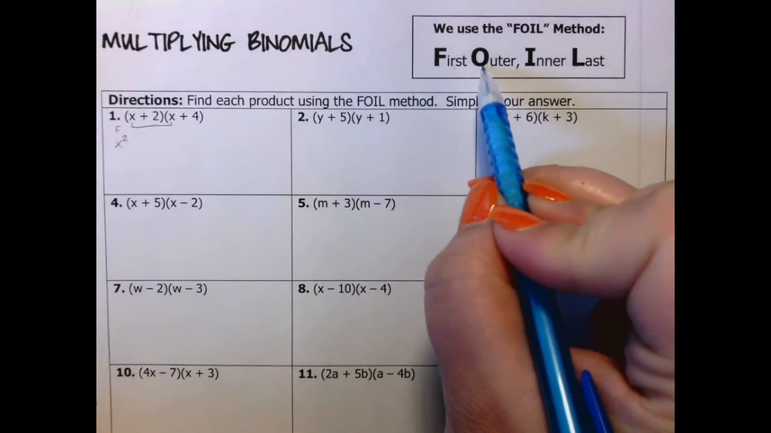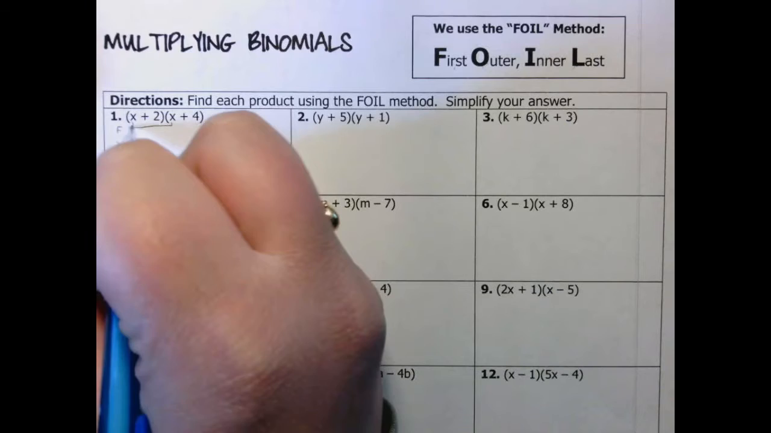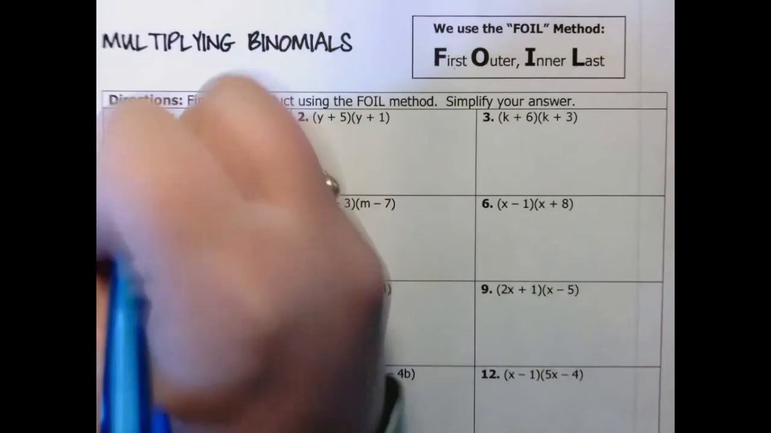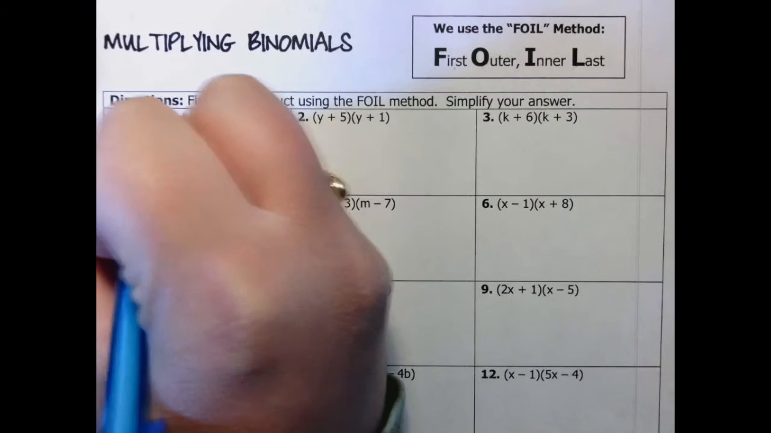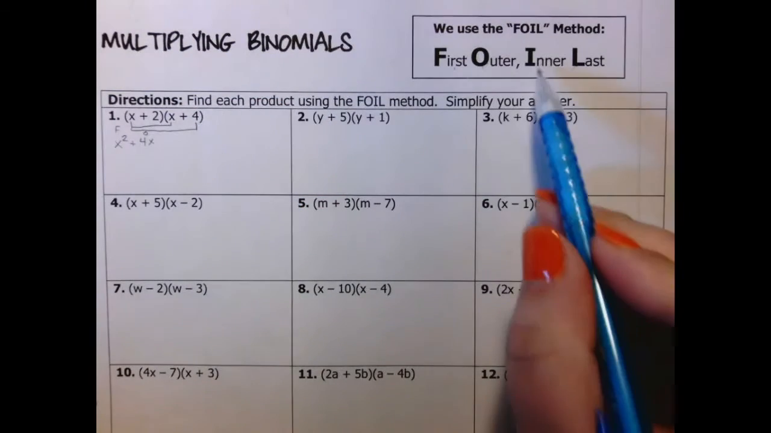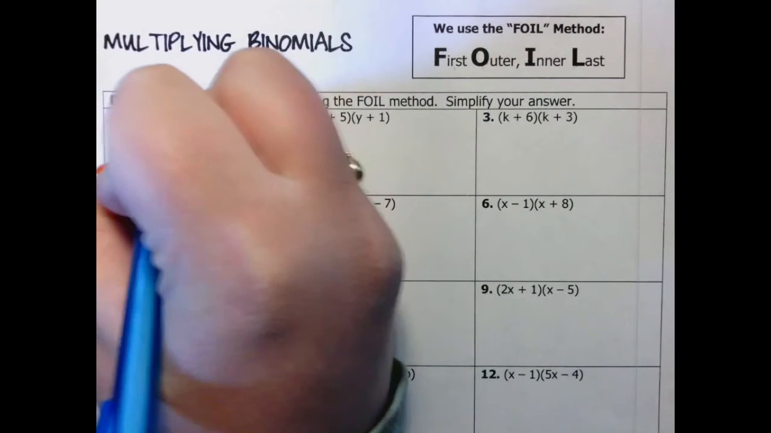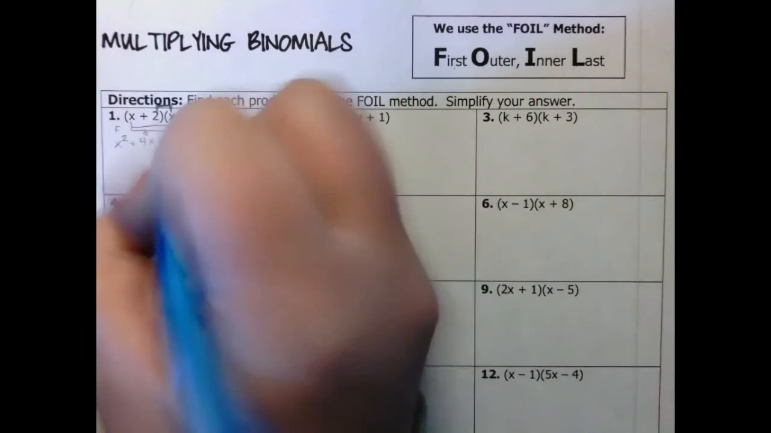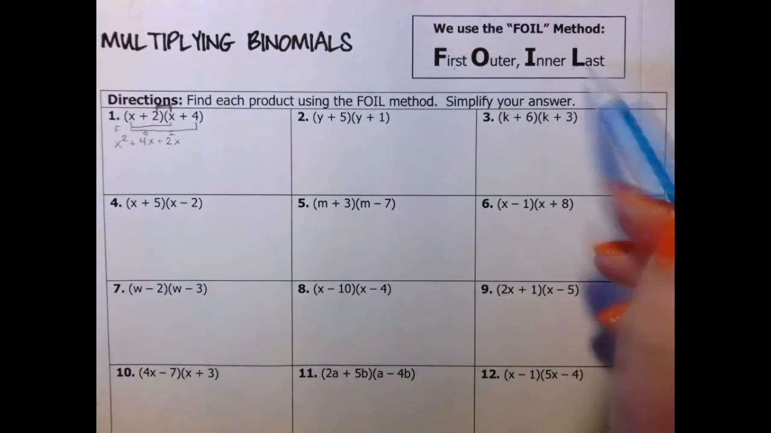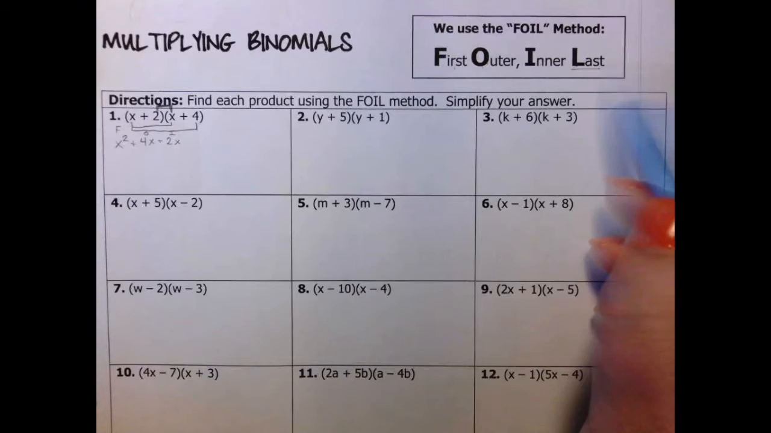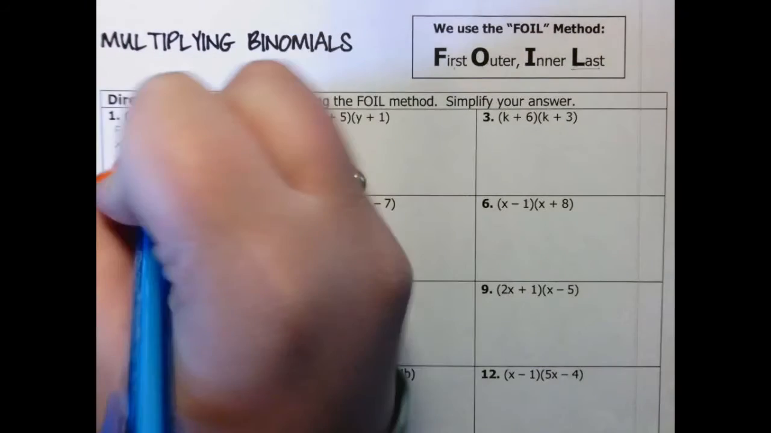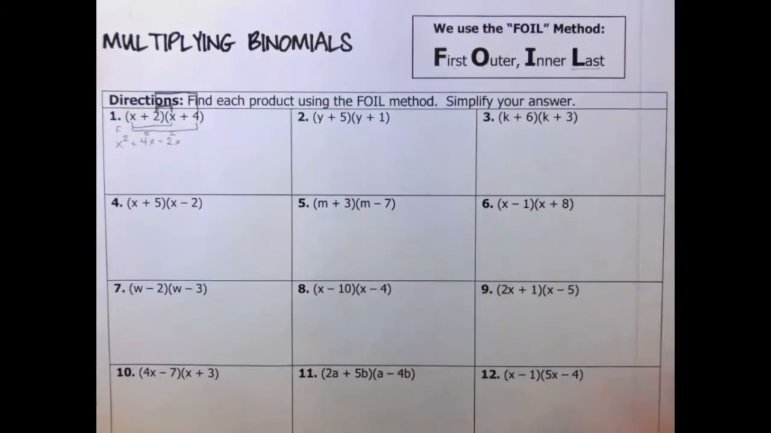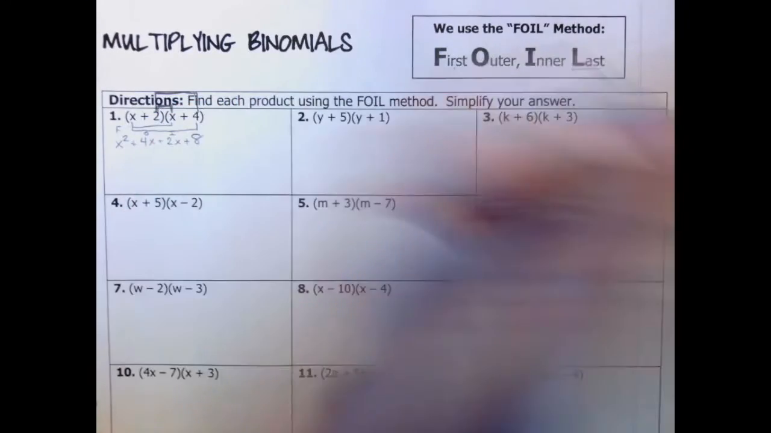Then I'm going to do my outer, so I'm going to take this x, my outer one, multiplying by the outer term of my second binomial, so x times 4 is going to give me 4x, that's my O. Then I'm going to go on to the inner terms, so 2 times x, giving me 2x, that's my I. And then last, we're going to do the last term on each of them, so 2 and 4, we're going to multiply 2 and 4, sorry it's kind of hard to see that, so that's going to give us positive 8. And that's our L.